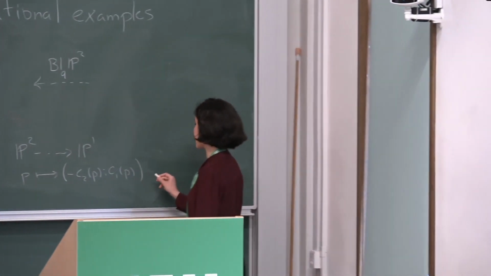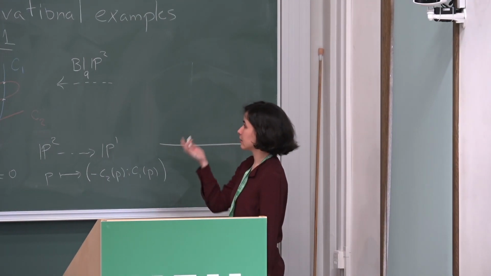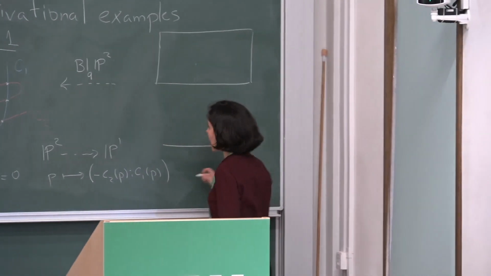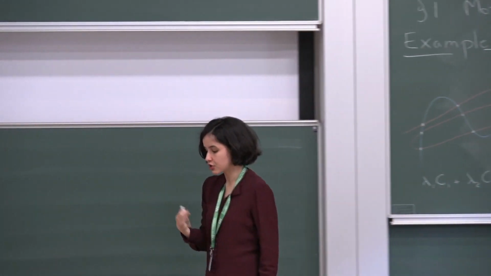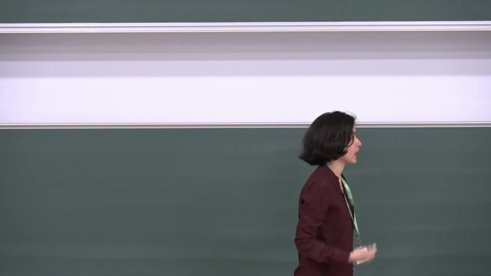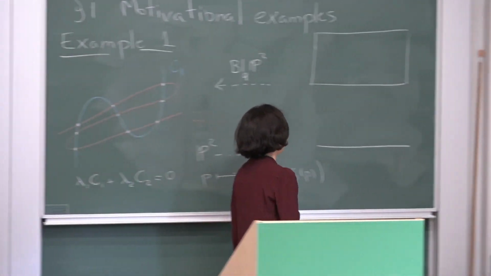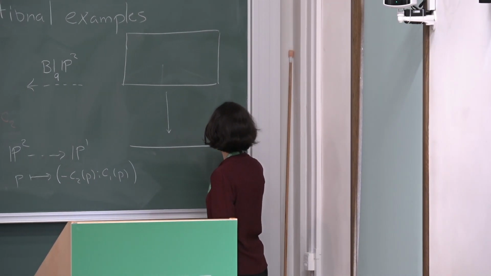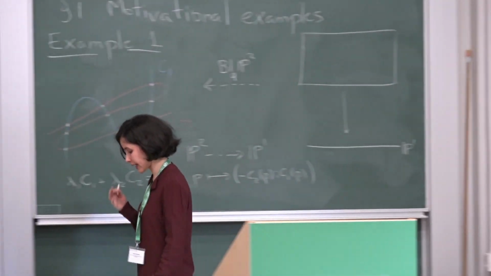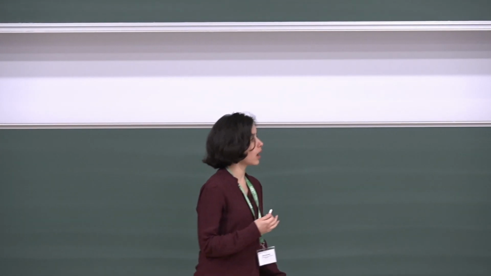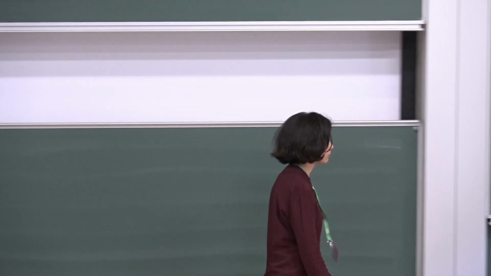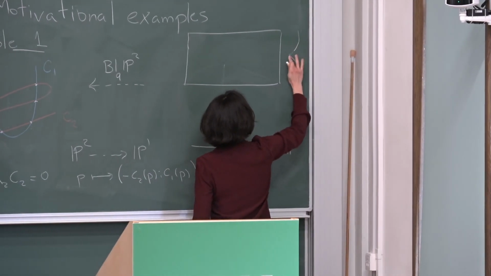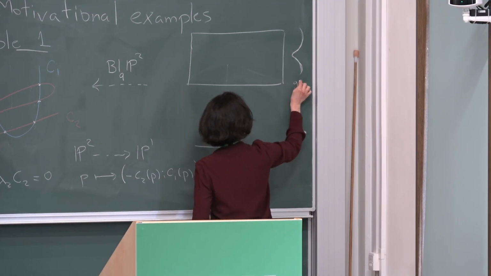And what do we get? So we're going to get a rational surface that comes equipped with the structure of a genus 1 fibration, meaning it has a proper surjective morphism to a curve, in this case P1, with connected fibers, such that the generic fiber is a smooth curve of genus 1.